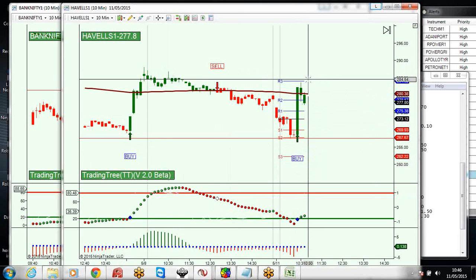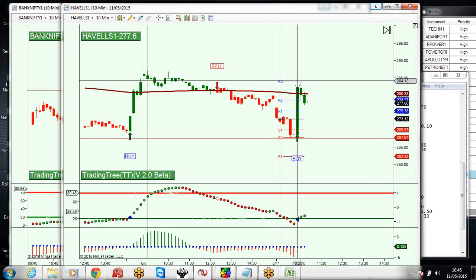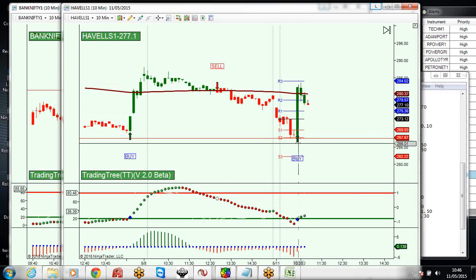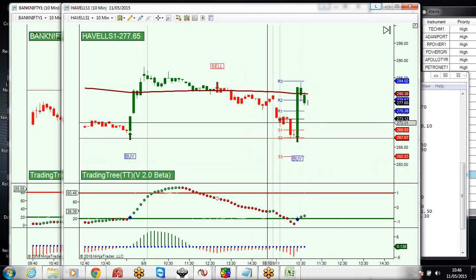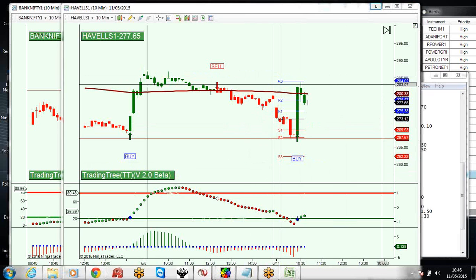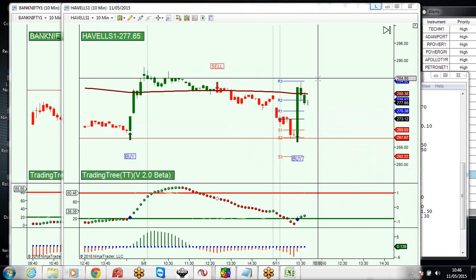Havells, I think if you remember, we should be buying above this R3. So I told you before also, when there is a huge price rise within a short span of time, usually that call doesn't get triggered until and unless the trend is strong. So you can buy above this price, 284.80.